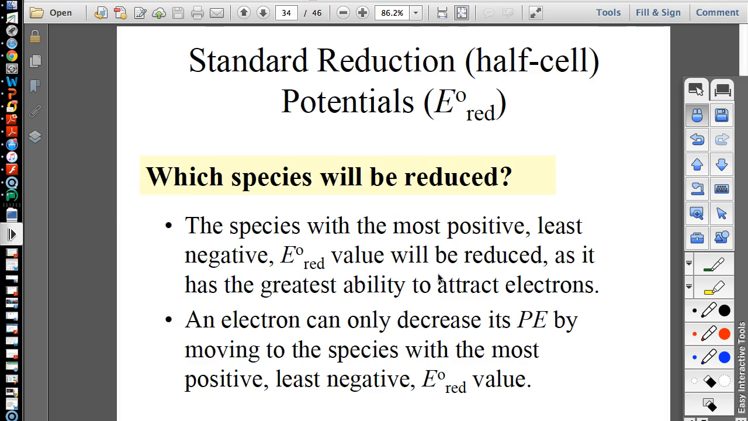So which species will be reduced? It's the one that has the most positive, least negative reduction potential, and it's going to be reduced. Because it has the greatest ability to attract electrons, and as it attracts electrons, its charge is going to go down because electrons are negative, right? An electron can only decrease its potential energy by moving to the thing with the highest reduction potential. So anyway, like you guys were saying, could I put this with that and would it work? Well, you've got to look at the reduction potentials.